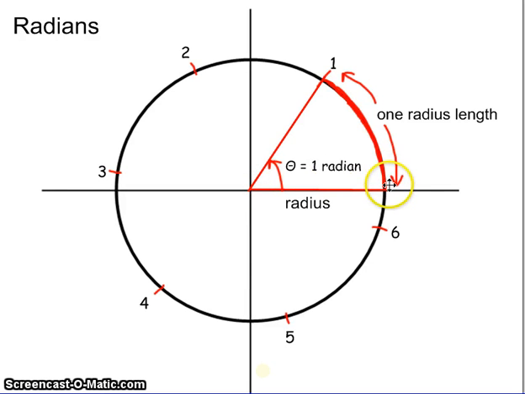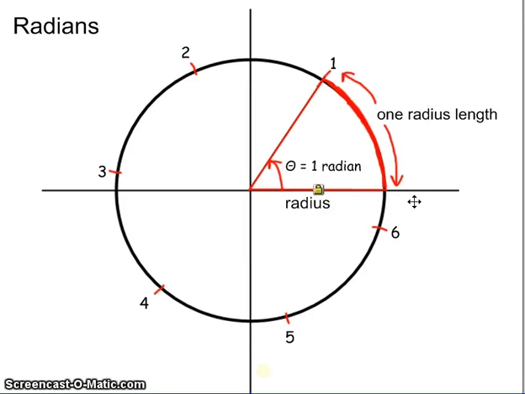Now if I continue to draw radius lengths around the circumference of the circle, there would be 2 radians, 3 radians, so the angle measure would go all the way over to here, 4 radians, 5 radians, 6 radians. You can see that there are more than 6 radians in a circle, but not quite 7, actually not nearly 7, a little bit more than 6.